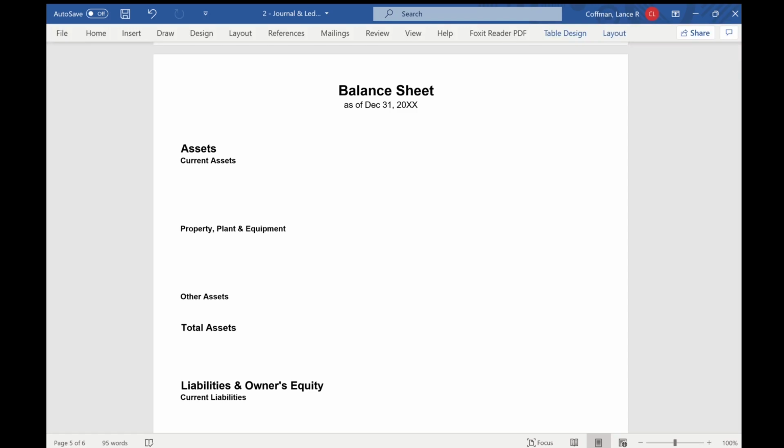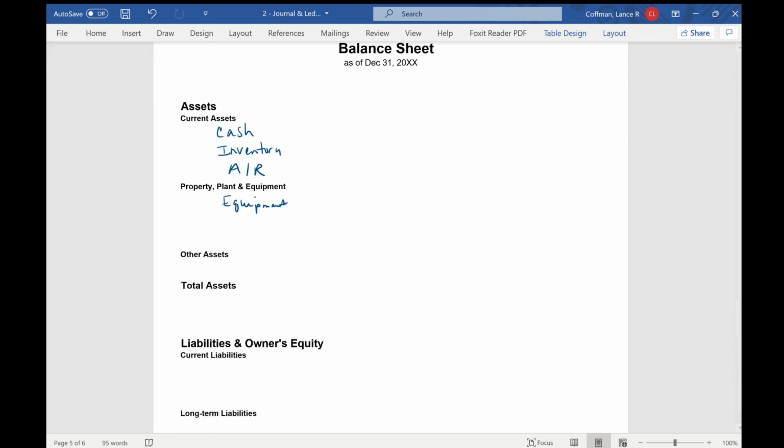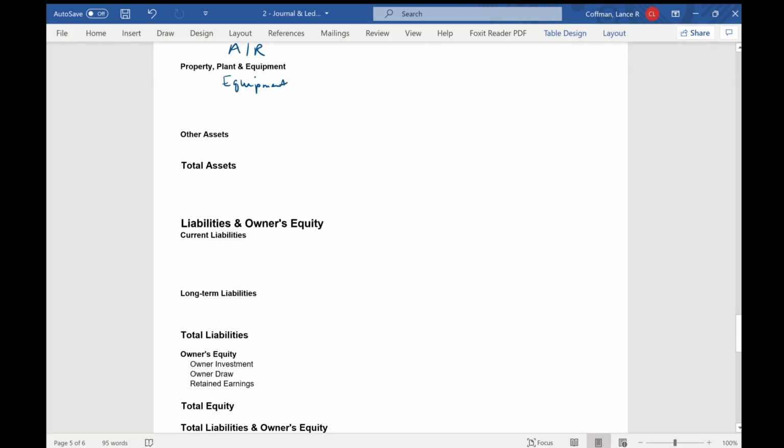So when we're looking at the asset accounts, we have cash as an asset account, we have inventory, and we have accounts receivable that we've used for this scenario. Then we also have equipment that was purchased by the business owner, so I'm going to go ahead and put that in there. And then I'm going to scroll down here to the liabilities and owner's equity section, and in the current liabilities, the business owner did purchase supplies on credit, so that's accounts payable, and then there was a note payable for the equipment purchase.